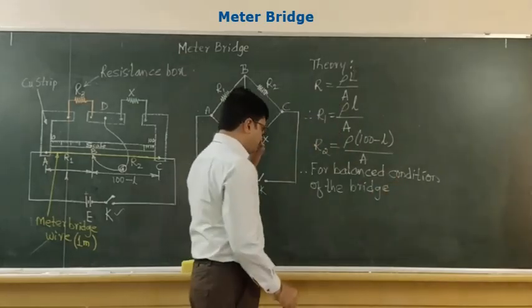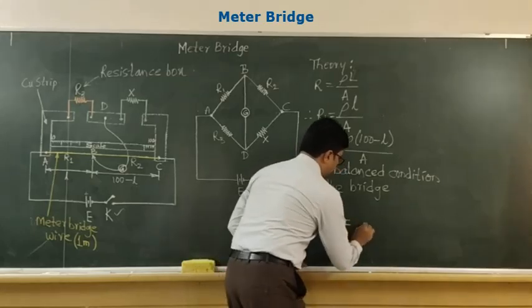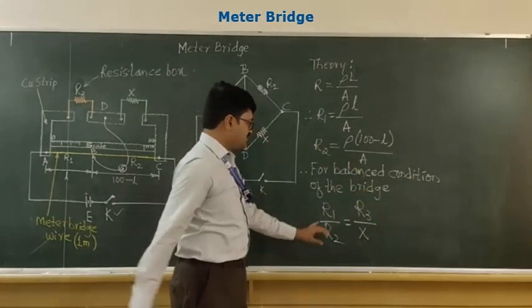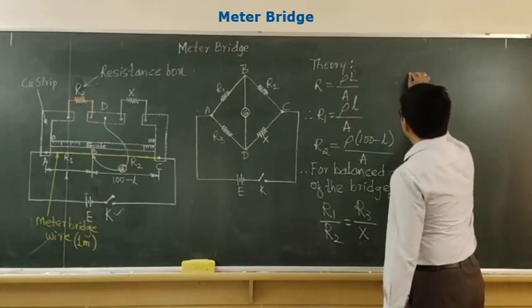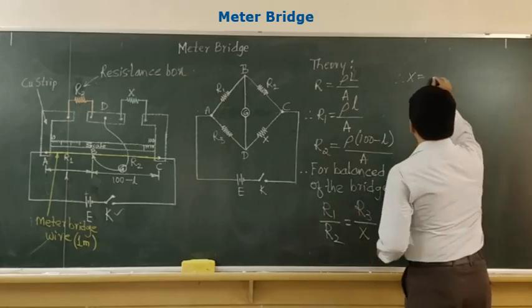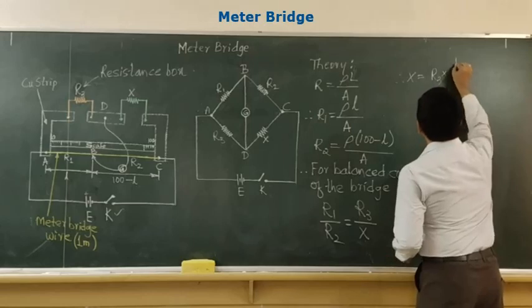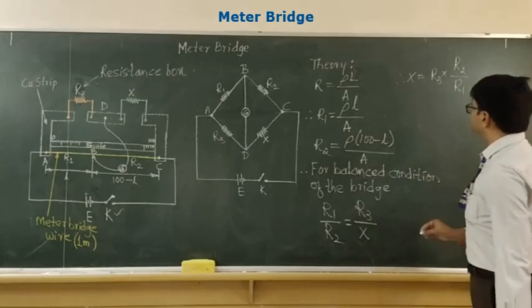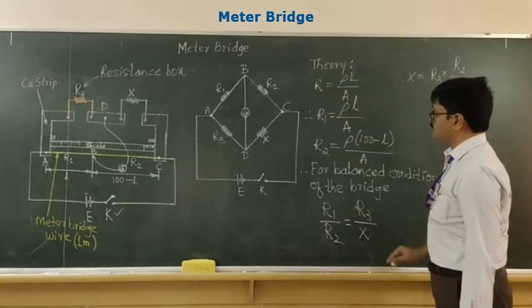for the balanced condition of the bridge, what we have is R1 by R2 is equal to R3 by R4, which is X here. So I will say R1 by R2 is equal to R3 by X. So therefore X is equal to what we will get? X is equal to R3 into R2 by R1, and R2 is known to us, R1 is known to us.